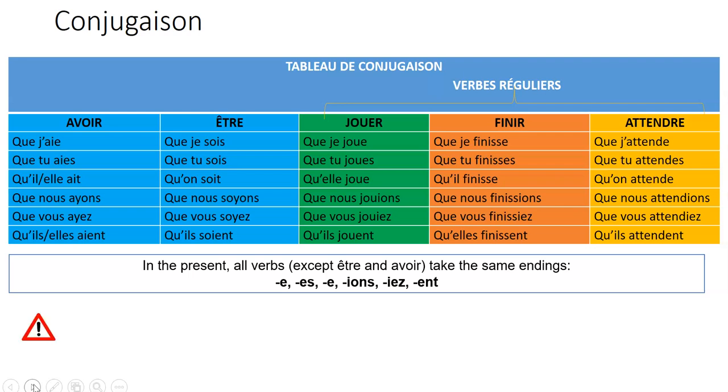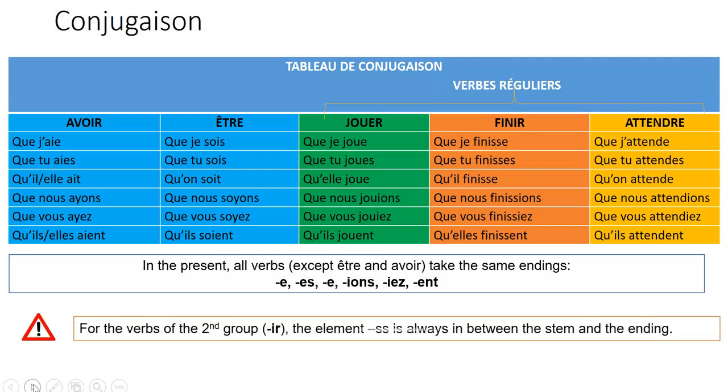One thing that we need to make sure of is that if you have an IR verb, the second group, you must not forget to use the double S, okay? So it's not que je finis, but que je finisse, que tu finisses, qu'il finisse, que nous finissions, que vous finissiez, qu'ils finissent, okay? So don't forget that. But apart from that, the stem is going to be irregular in a lot of them, but for the endings, they're never irregular, okay? So that's the good news.